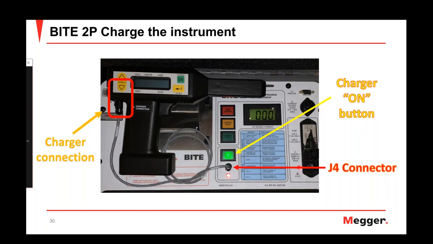Now, the test kit comes with a charging cable, and the charging cable is connected to the receiver pistol at the rear of the probe, and then the other end of the cable is going to connect to the transmitter unit at the J4 connector. Now, after you've done this, to begin charging the receiver, you're going to press the green charging button that we see illuminated here. And then the red LED light is also going to come on. Now, the indication that the receiver is done charging is that red LED will start to blink.